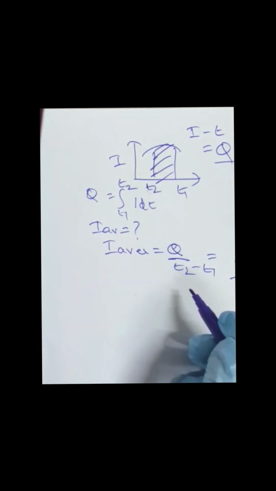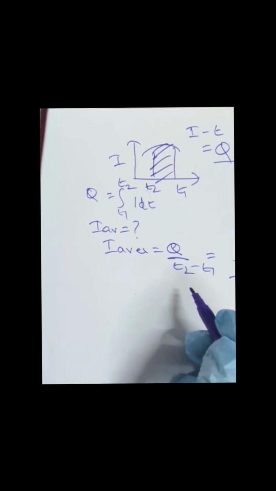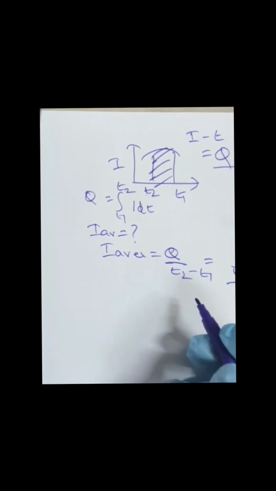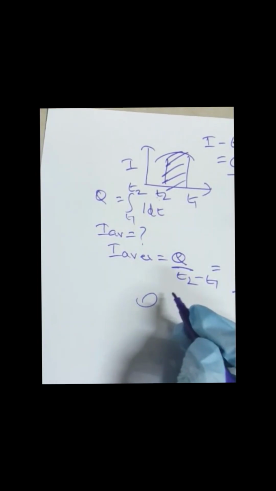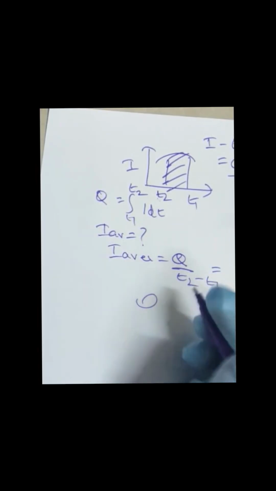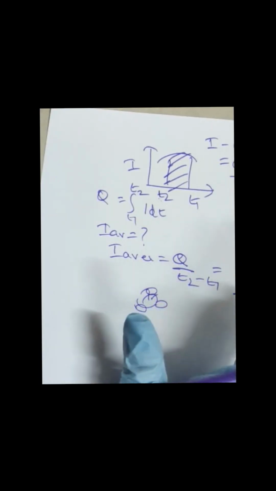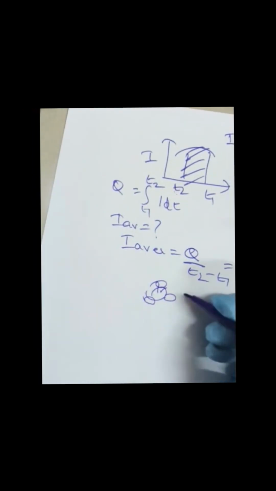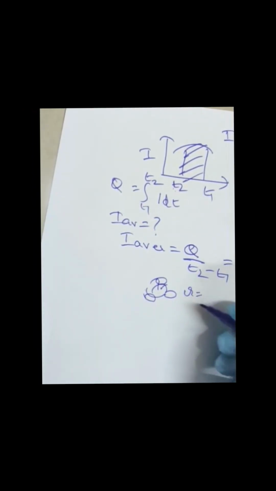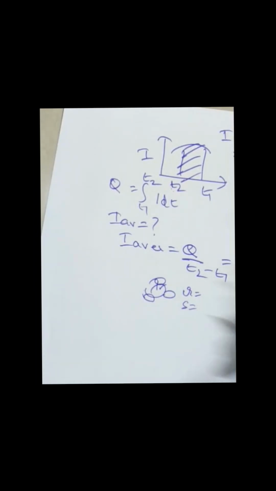For example, they give a question like in Bohr's model of the hydrogen atom, the electron is assumed to rotate in a circular orbit of radius r. The radius is given, the speed is given. What is the current? Now how do you do this type of question? Which formula to use here?